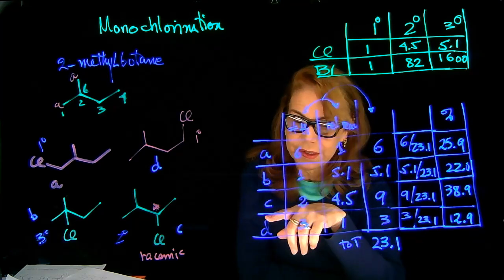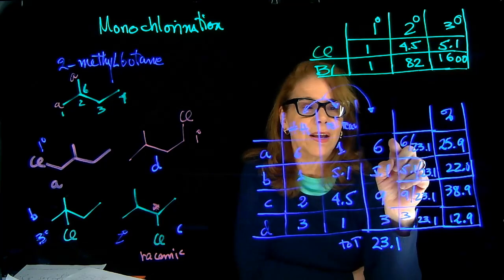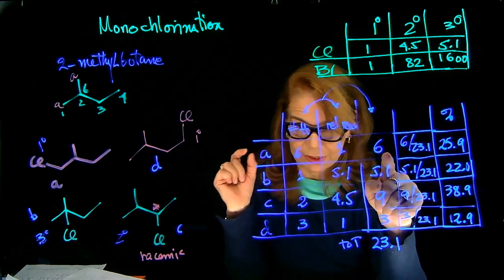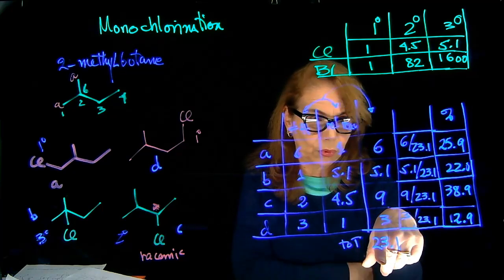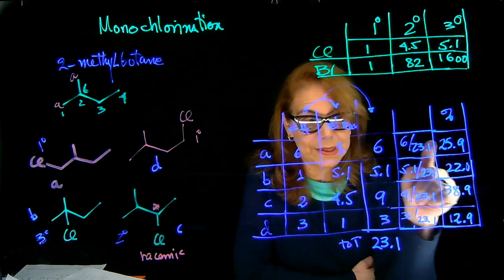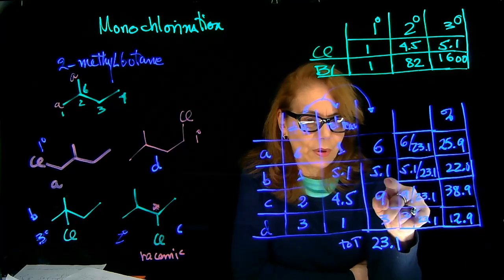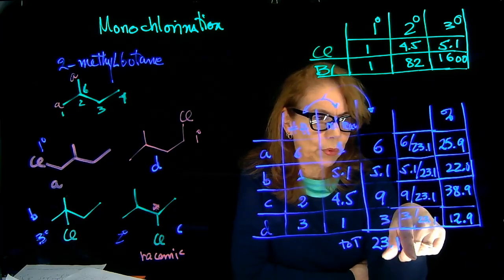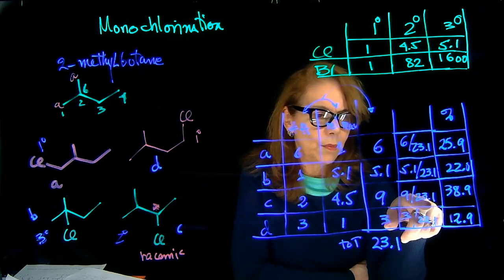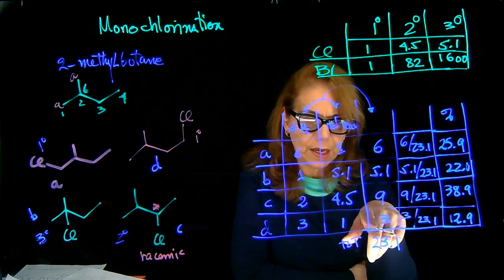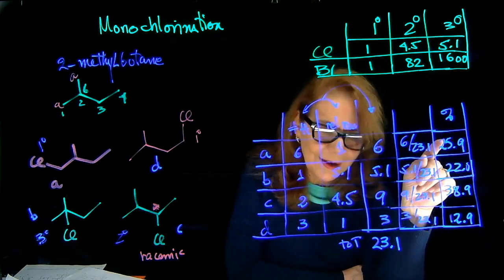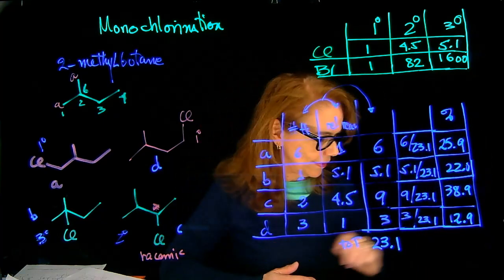To have the percent of each of the products, you will divide the reactivity at that position over the total reactivity. So 6 over 23.1 is 25.9%. And 5.1 over 23.1 is 22%. 9 over 23.1 is 38.9%. 3 over 23.1 is 12%. That adds up to 100%.